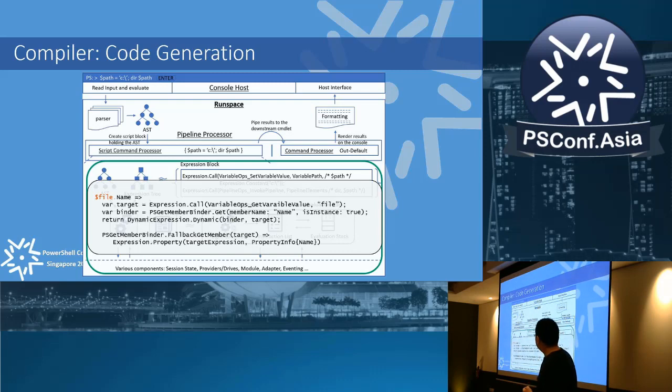So a simple example here: what does this fallback get member do? Given this target, which is going to be the value for $file in this case, it's going to return an expression property, which is a property access on the target with the property name. It's a simple example here.